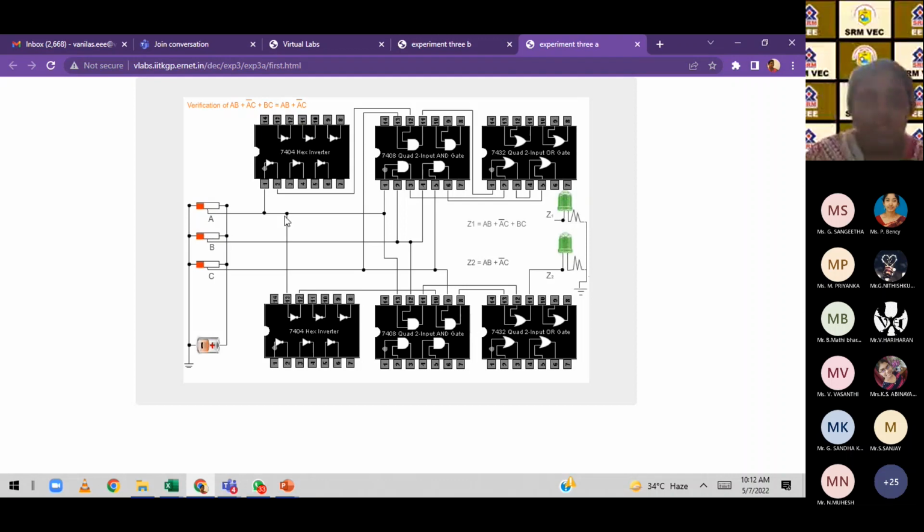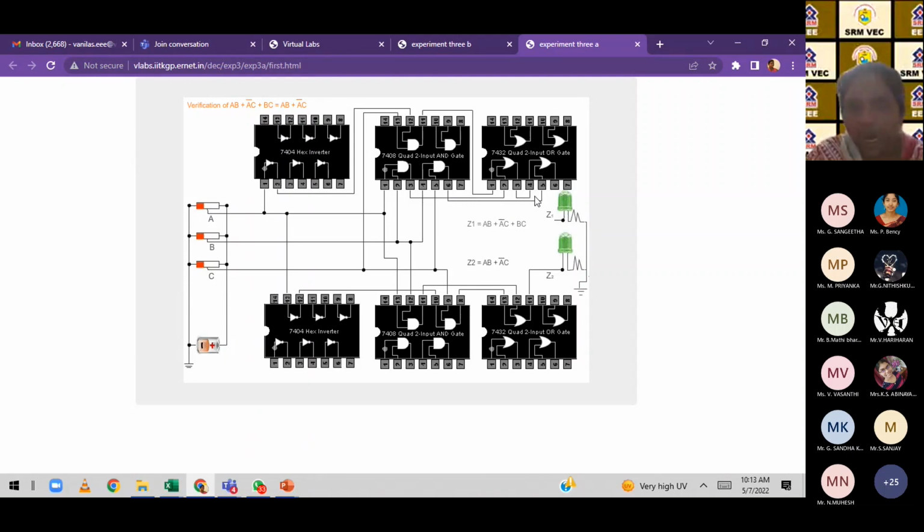Okay. Now, take this A for this one, AB. But here we have A bar. So A is taken and the A bar is also used. Now, A bar is taken to this AND gate. Then, C. Then this output. Okay, next is that BC. B is taken here and C is also taken here. And this output is taken to the OR gate.